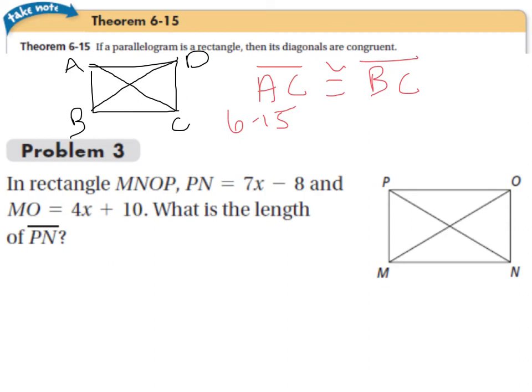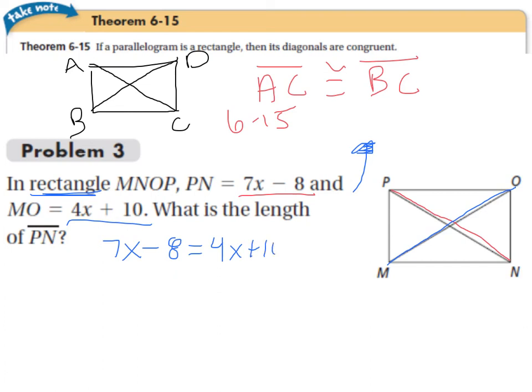So it's saying that this is a rectangle, PN. This whole length is 7x minus 8. And MO, this whole length is 4x plus 10. What is the length of PN? So I want to figure out what the whole length is. Well, since I was told that all diagonals are congruent in a rectangle, if I know that those two are congruent, that means they're equal to each other. So I can set those equations equal to each other. And I'm going to solve for x.